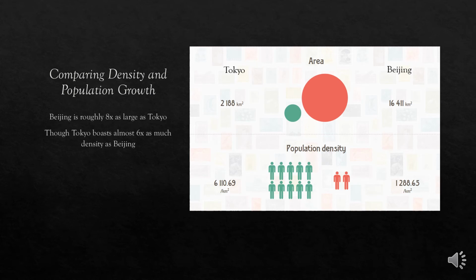Density and population in Beijing and Tokyo. Tokyo is 2,188 kilometers squared, with a population density of 6,110 per kilometer squared. Beijing is 16,411 kilometers squared, with a population density of 1,288 per kilometer squared. Beijing is roughly 8 times as large as Tokyo, though Tokyo boasts almost 6 times as much density as Beijing.